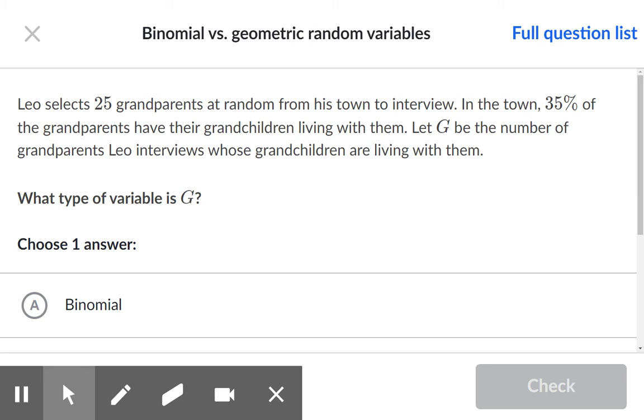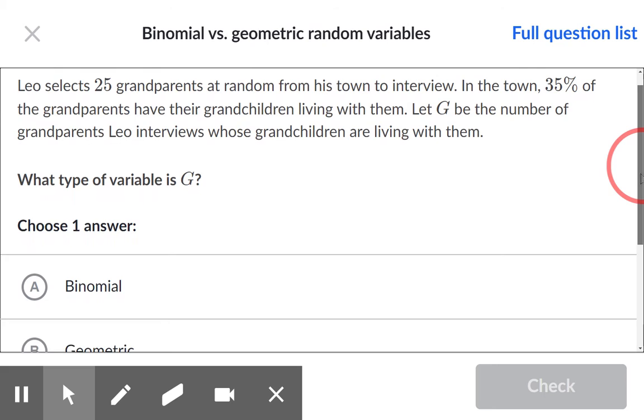Leo selects 25. There's no math involved in here. You just need to read the question and see if all the conditions are satisfied. Leo selects 25 grandparents at random from his town to interview. In the town, 35% of the grandparents have their grandchildren living with them. Let G be the number of grandparents Leo interviews whose grandchildren are living with them.